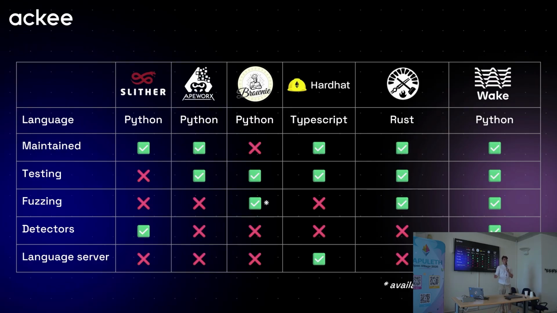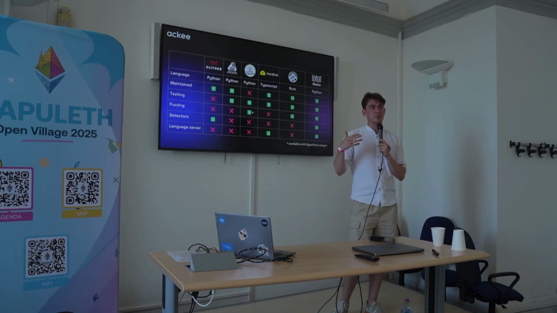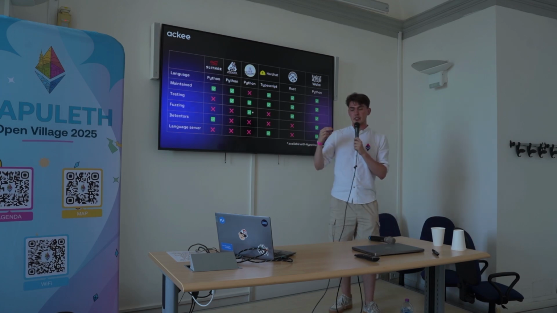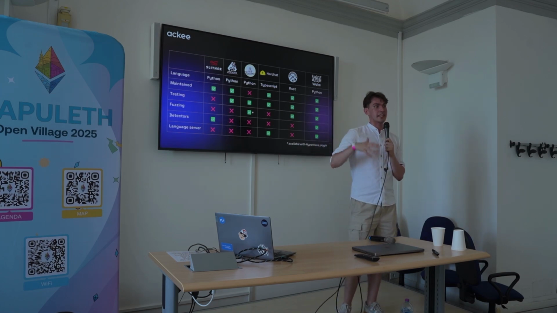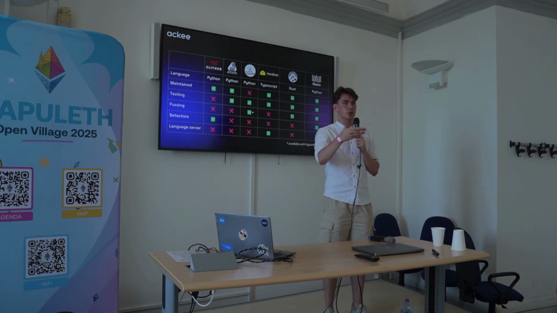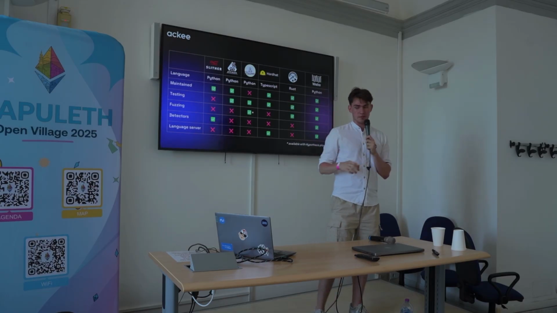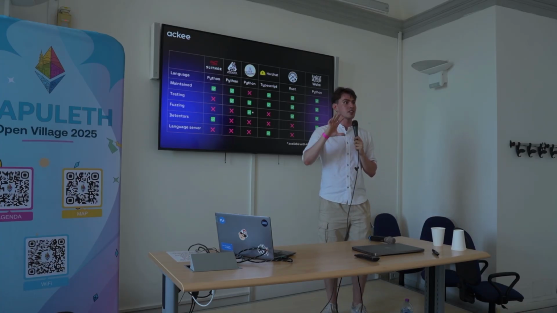And the Wake framework is written in Python, but with some parts of the implementation implemented in Rust. It is used for testing. It is used for fuzzing. Also, it has detectors, and it has its own language server that gives the opportunity to the developer to use the Wake framework as an extension. We will talk about Wake framework capabilities and the extension a little bit later.